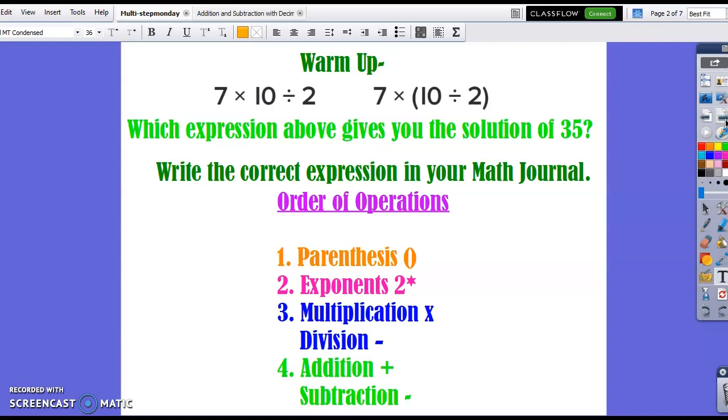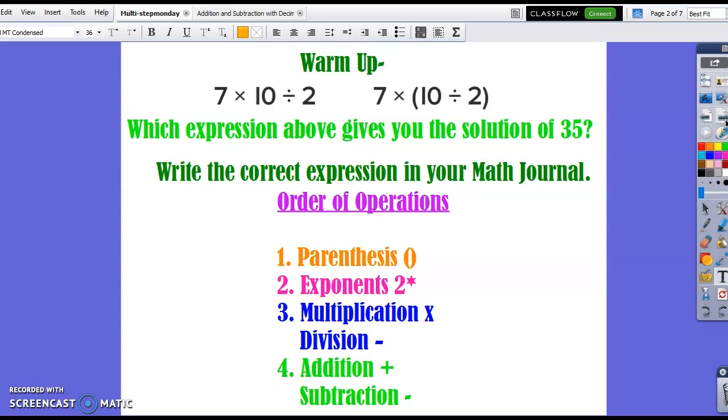Okay, so remember that your order of operations is PEMDAS, or parentheses, exponents, multiplication, division, addition, and subtraction. And for today's warm-ups, we have two different expressions. You have 7 times 10 divided by 2. And then you have 7 times open parentheses 10 divided by 2 close parentheses. Which of the following expressions gives you the solution of 35? Write the correct expression in your math journals now.